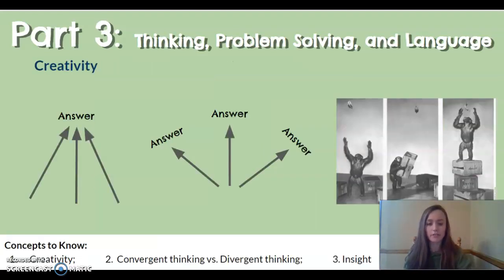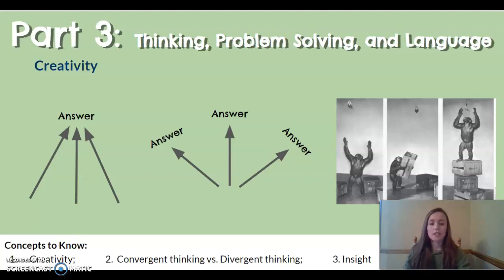Next, we have creativity, and creativity is when you can come up with new and novel ideas. Convergent and divergent thinking is referring to the solution. So convergent thinking is when there is a narrow availability of solutions and there's only one possible solution, and you're trying to get to that one possible answer or solution. Divergent thinking is where there are many possible solutions and many possible answers.